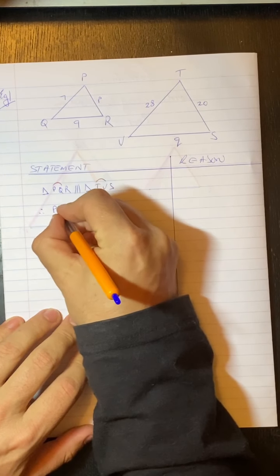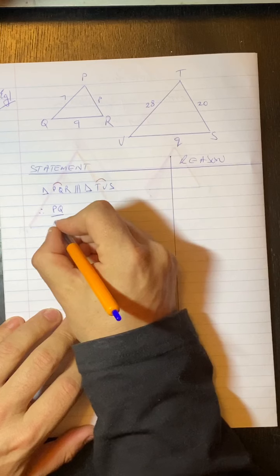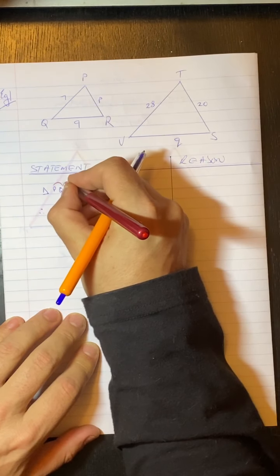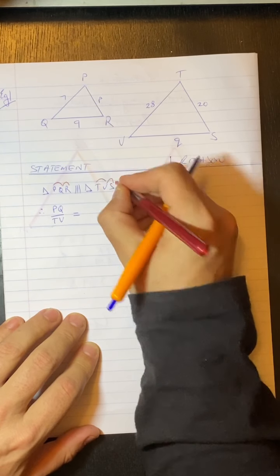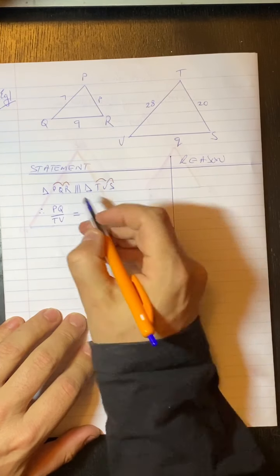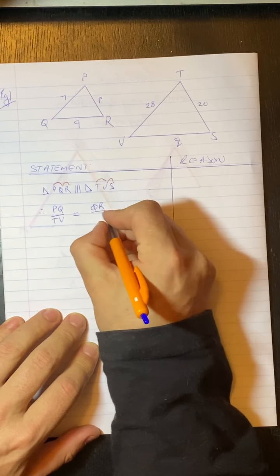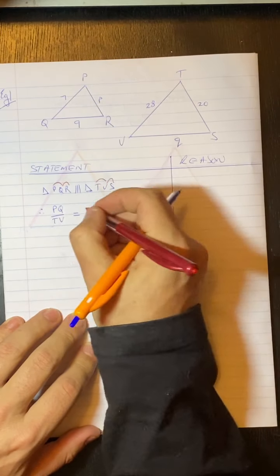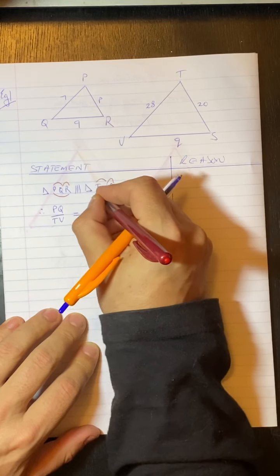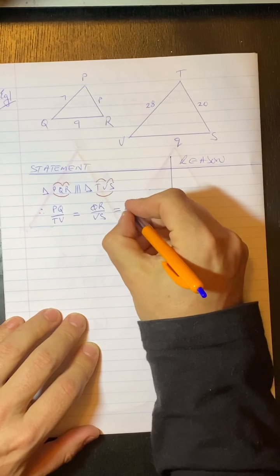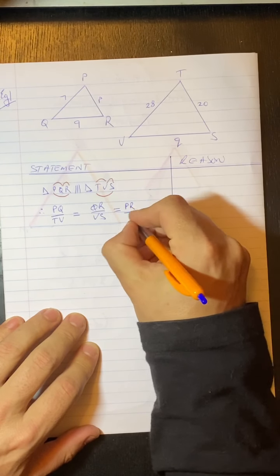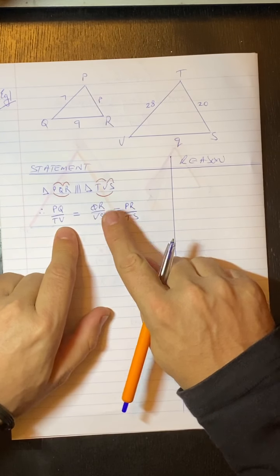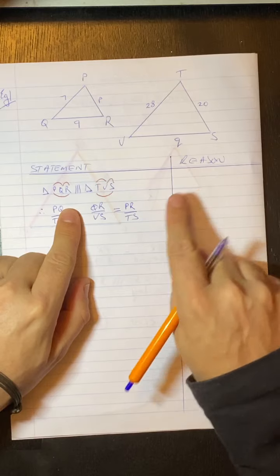we've got that PQ over TV will be equal to, now we do the next hop, which is that one and that one, that one and that one. So it'll be now QR over VS. And we've got one more hop, that one and that one. So now it's PR over TS. Okay, so this was condition 2 that I used. Now, I must just give reasons for these 2 statements.